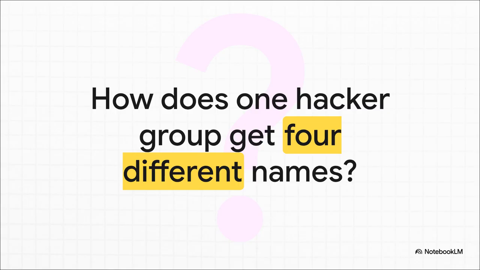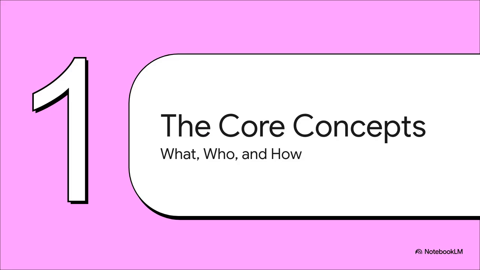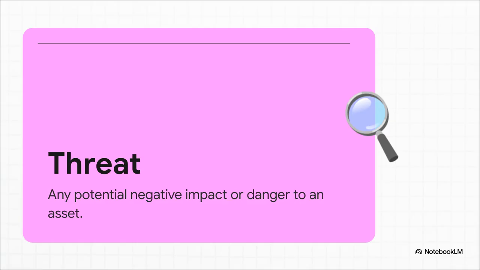But to really understand the names, we first have to understand the battlefield. So let's start with the absolute basics. Okay, let's dive right in with the core concepts. Before you can even think about hunting a threat, you've got to know what you're looking for and who you might be up against. It all starts with a threat. Now, here's the thing. A threat isn't an attack that's already happened. The key word here is potential. Think of it like a known vulnerability on a server. It's the potential for something bad to happen.